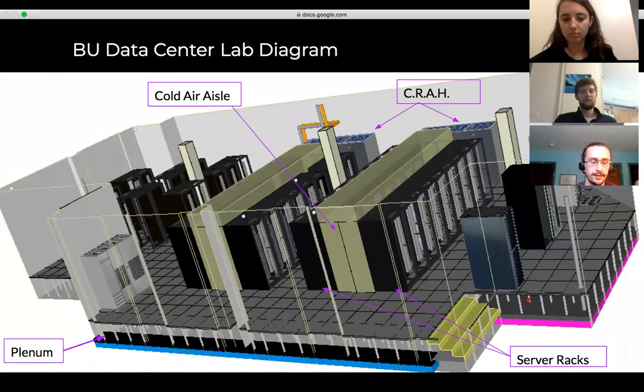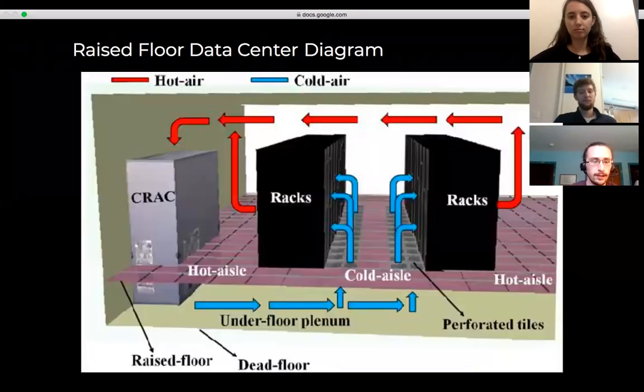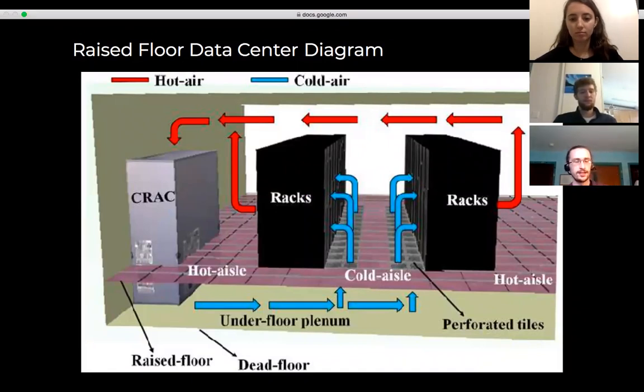This plenum is an underfloor area, which is supplied with cold air through the computer room air handlers, which provide a cycling of the air to maintain a cool environment. And so now we can see the circulation where the cold air comes up through perforated tiles and helps to keep the data center cool.